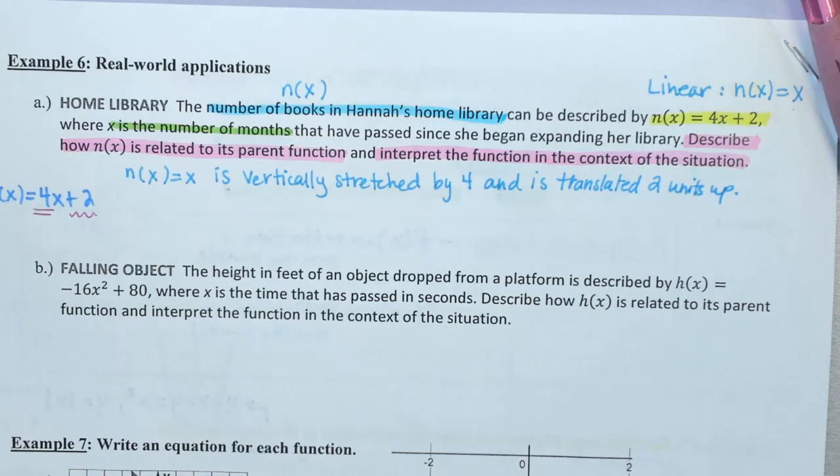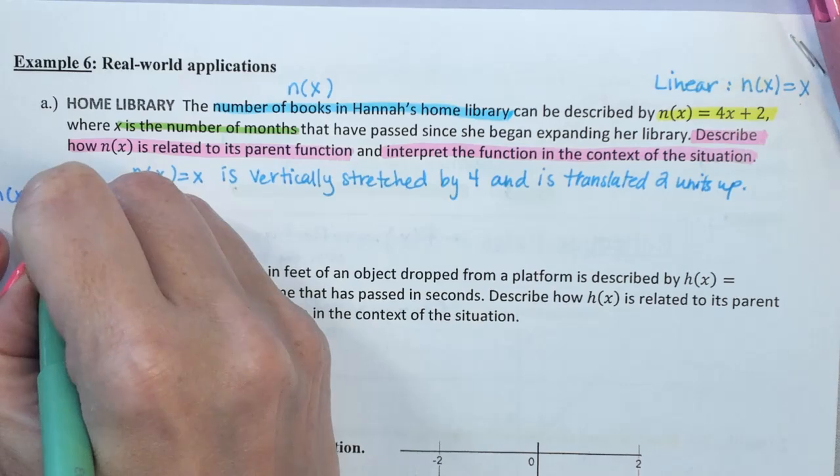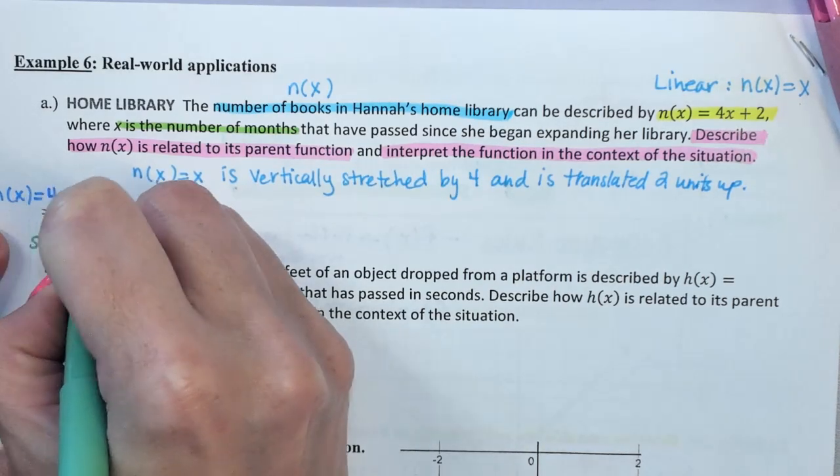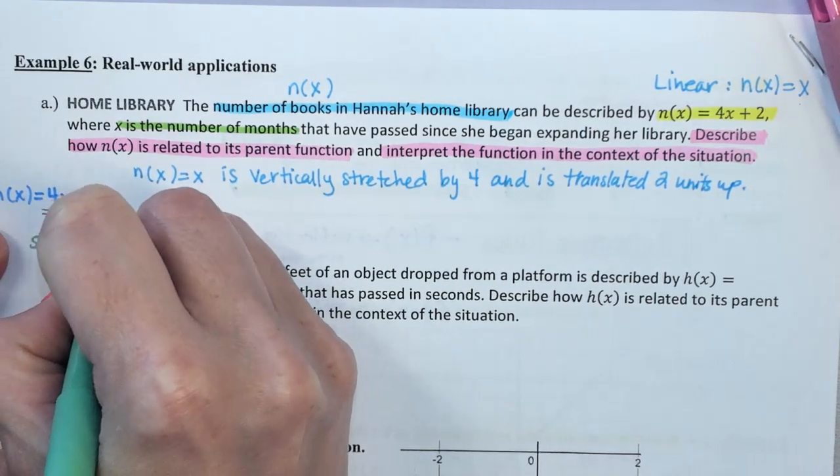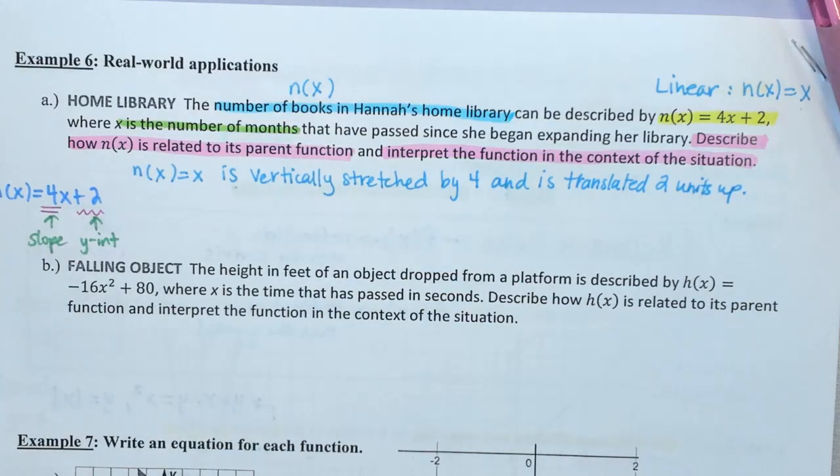Now we're going to interpret the function in context of the situation. Whenever you have a linear function, the 2 important things we have are the slope and the y-intercept. And we're going to have to say how those affect this situation here. So I want you to think about it in the context. What does that 4 mean in this situation? What does the 2 mean in that situation? So let's just think about that for a moment.